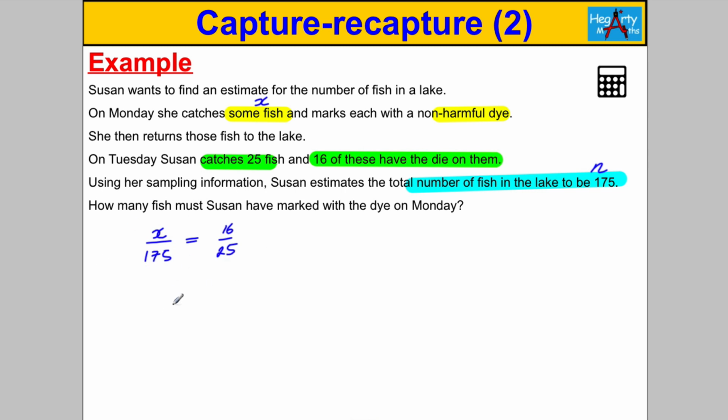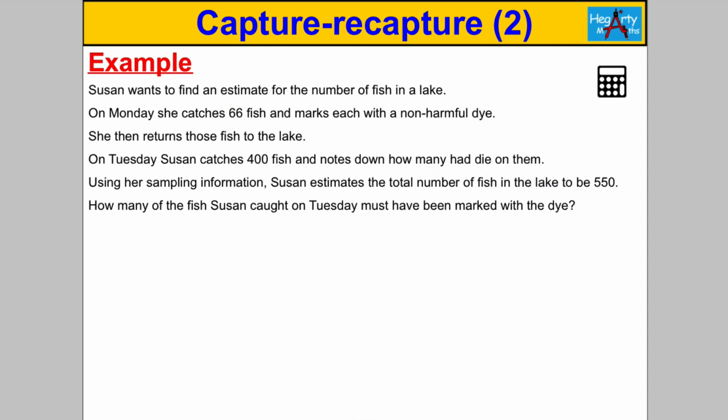So to get x, we multiply both sides by 175. X is going to be equal to 16 over 25 multiplied by 175. And you're allowed to tap that into your calculator, and you would get the answer. X in this case is 112. So 112 fish marked on Monday. Okay, next question. Pause and have a go.